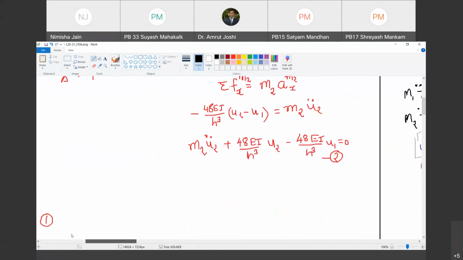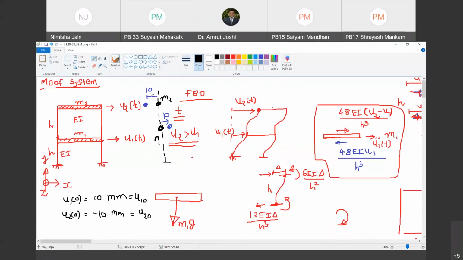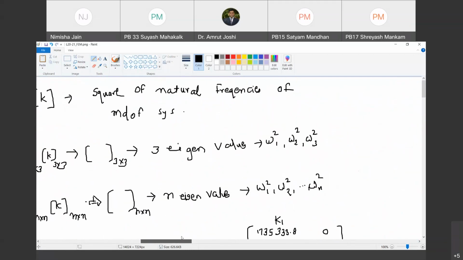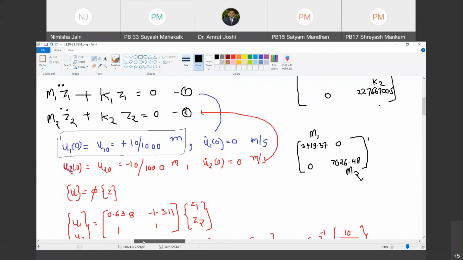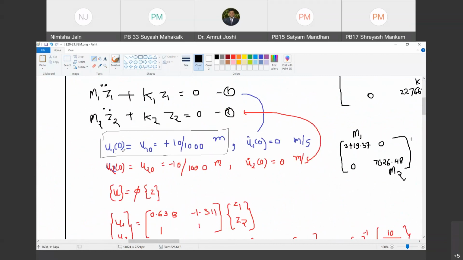तो मैंने आपको स्टार्टिंग में इस प्रॉब्लम में लिख के दिया था, देखो, we have displaced the first mass towards right by 10 mm. Are you with me? Yes, sir. Towards right. And we have displaced the second mass towards left by 10 mm from mean position. Yes. So वही कंडीशन मैं यहाँ पे लिख रहा हूँ. So what are the initial conditions that we have? U1 of 0 equal to U10 equal to 10 mm, 10 by 1000 meter, and U2 of 0 equal to U20 equal to minus 10 by 1000 meter. Are you with me? Yes, sir.